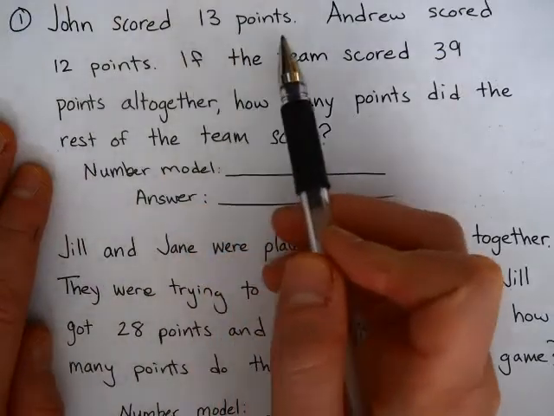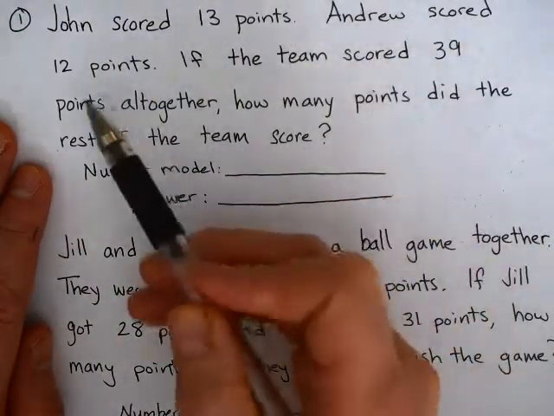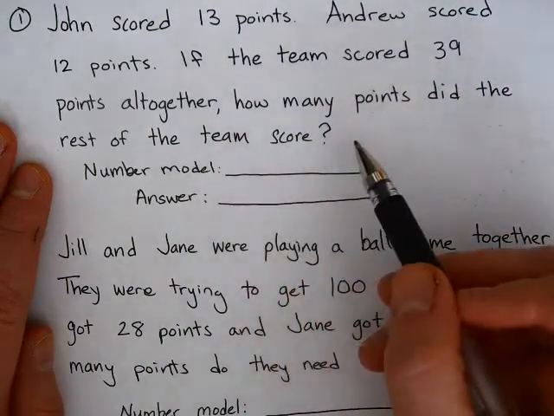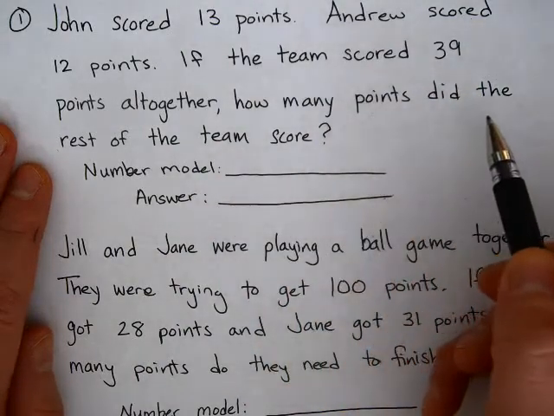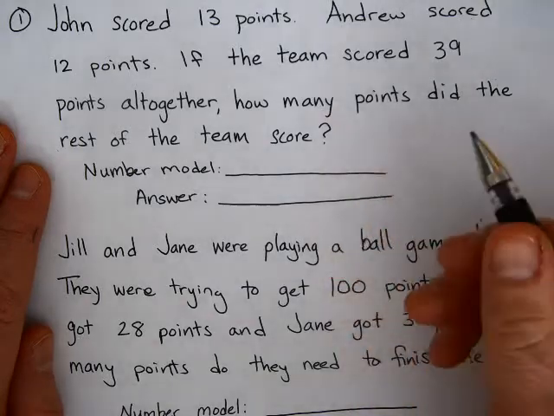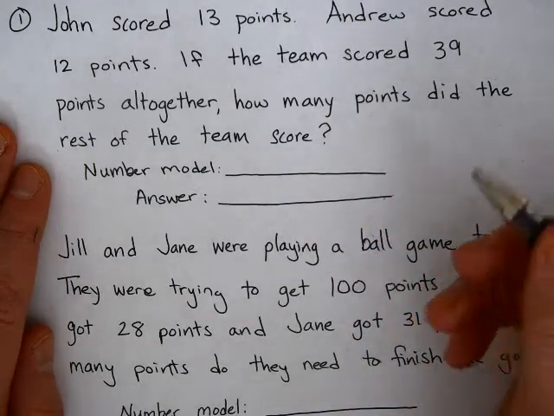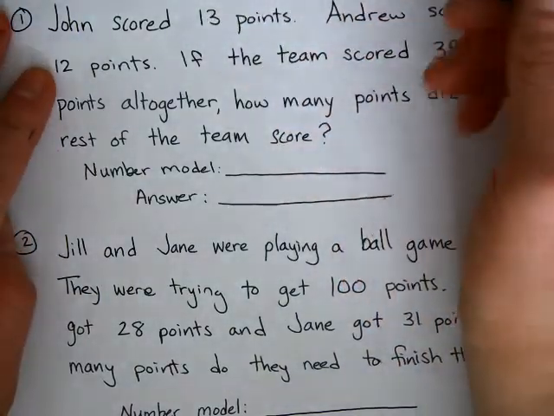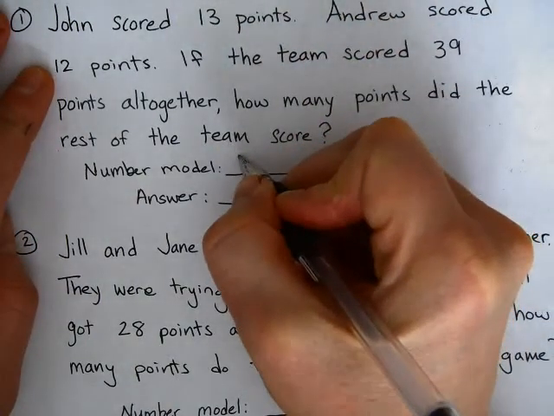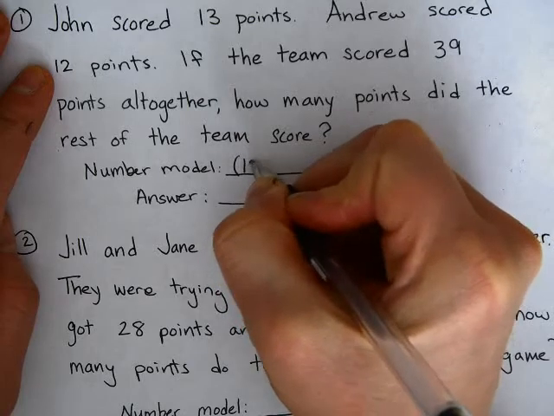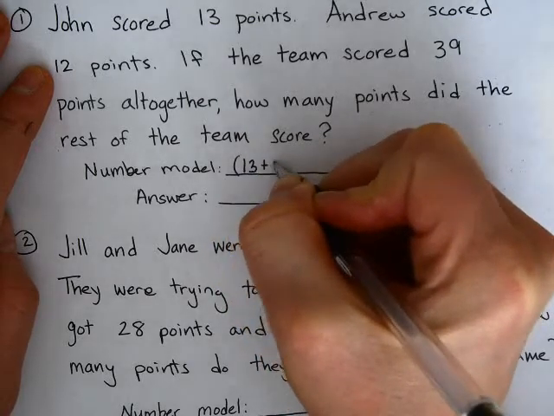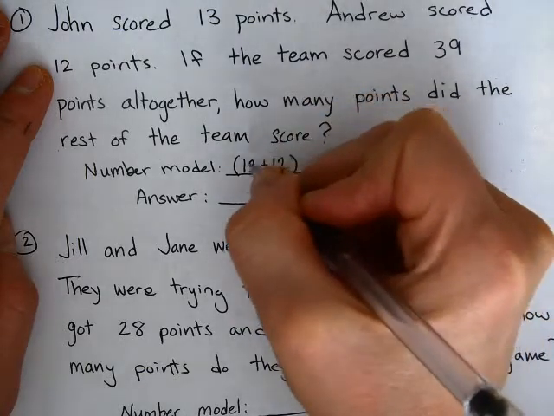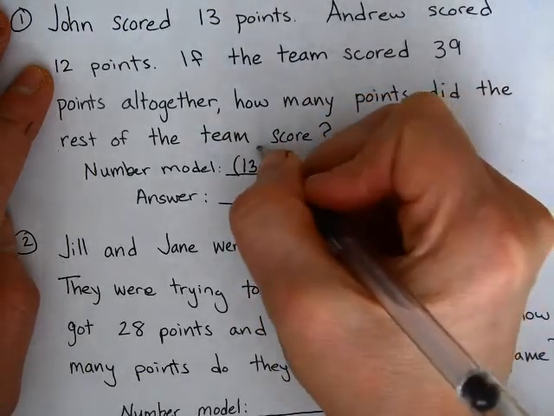John scored 13 points. Andrew scored 12 points. If the team scored 39 points altogether, how many points did the rest of the team score? Okay, so essentially we know that John scored 13 and Andrew scored 12. So those two pieces we're going to put right into parentheses because those two pieces of information were given to us together. Okay, and I'm just going to add those up right now. 12 plus 13, that equals 25.